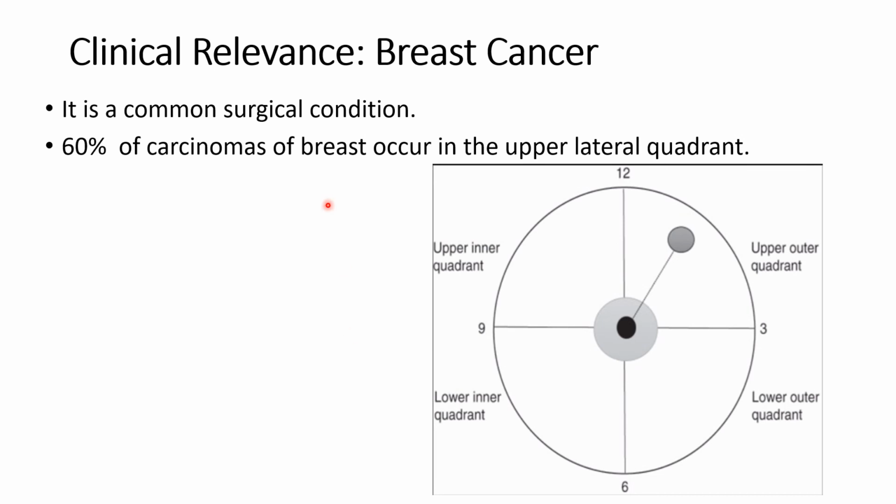About the clinical relevance, there is a condition called breast cancer. It is a common surgical condition. 60% of carcinoma of breast occur in the upper lateral quadrant. So the quadrant of breast is important in identifying the tumors of the breast or the carcinomas of the breast. 60% of tumors occur in the upper outer quadrant.